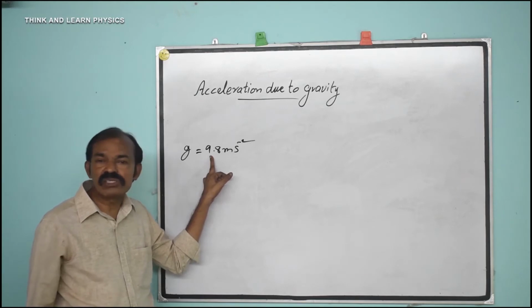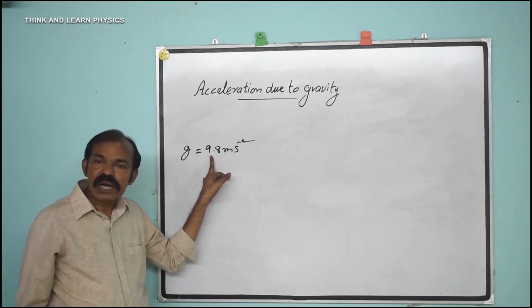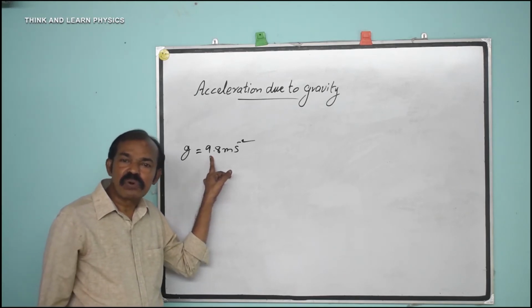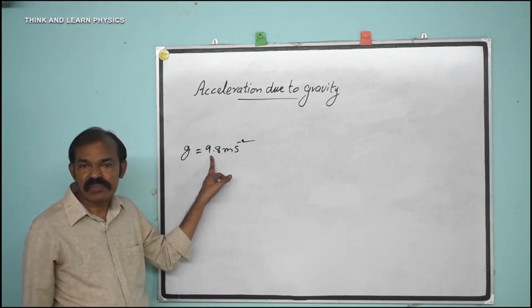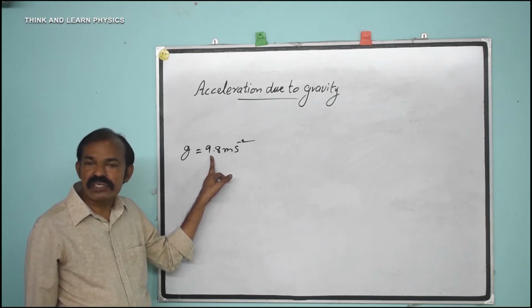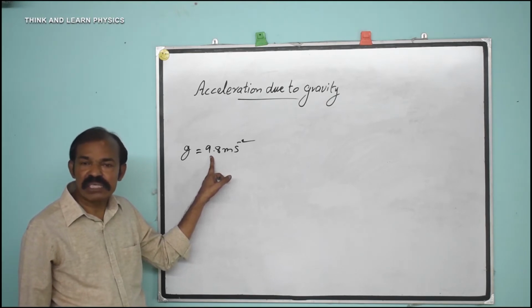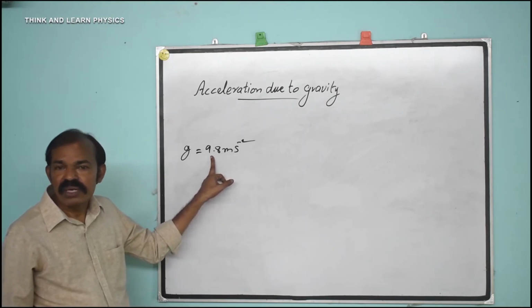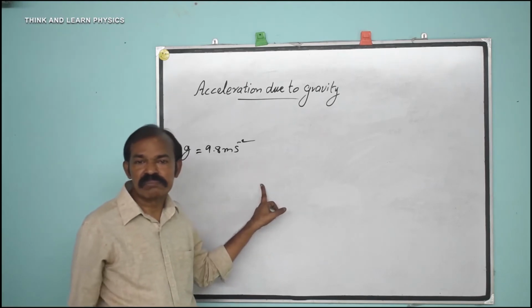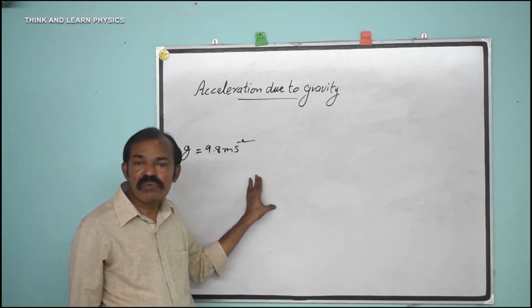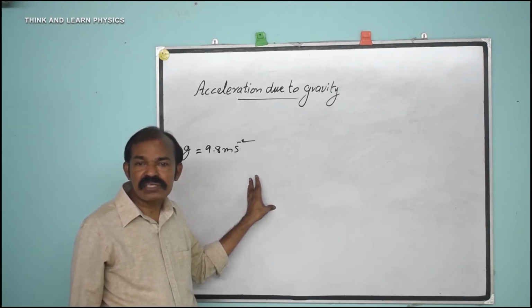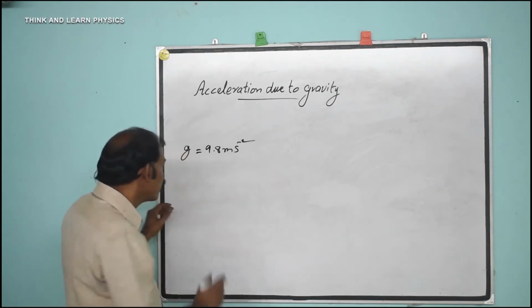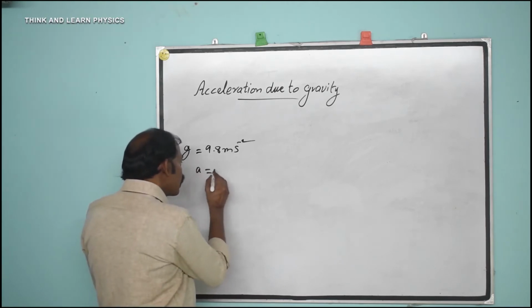Actually, it varies from place to place. It is maximum at the poles and the minimum at the equator. At a place, it is considered to be uniform. In the case of objects moving under gravity, we take the acceleration of the object to be a equals minus g.